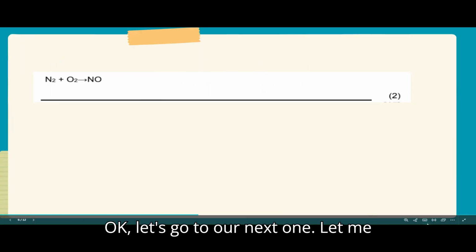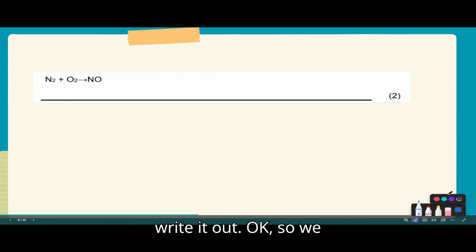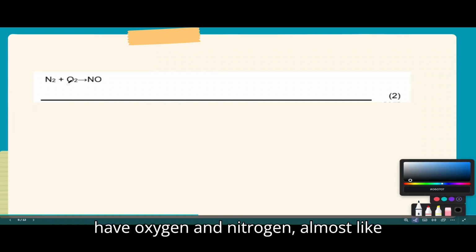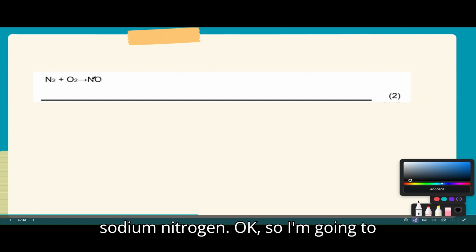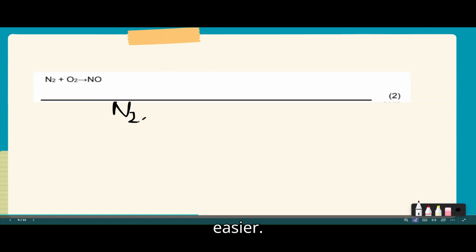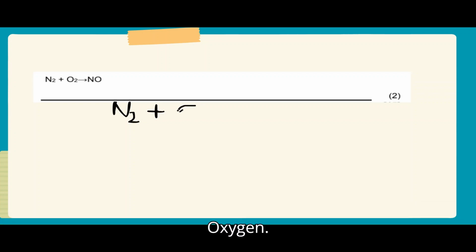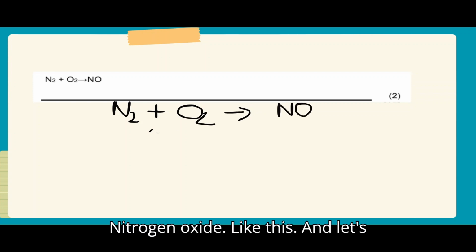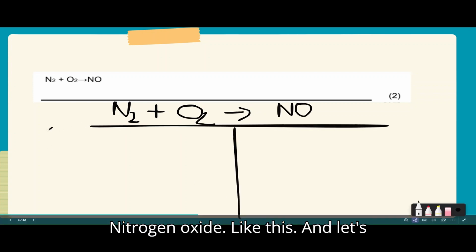Okay, let's go to our next one. Let me write it out. We have oxygen and nitrogen, almost said sodium, nitrogen. I'm going to write it again just to make it easier. Oxygen, nitrogen oxide, like this.